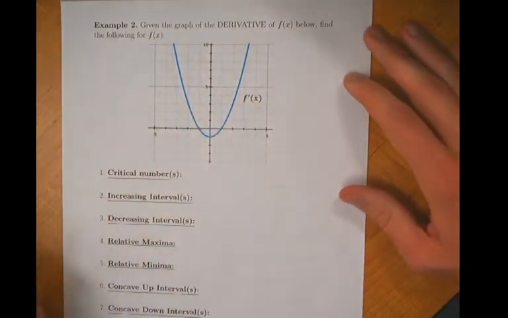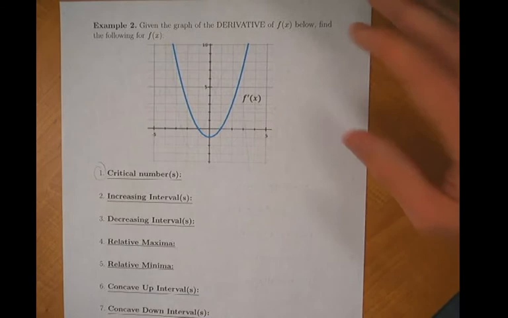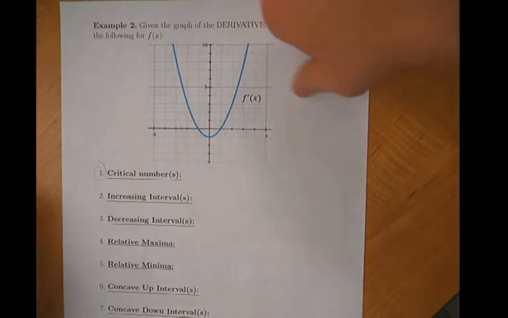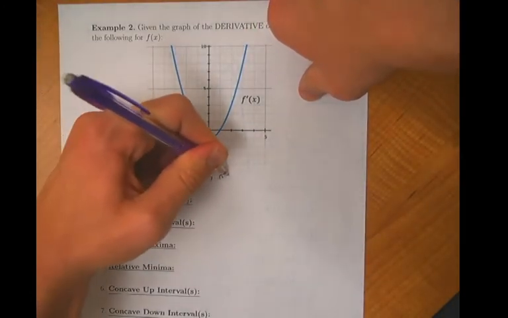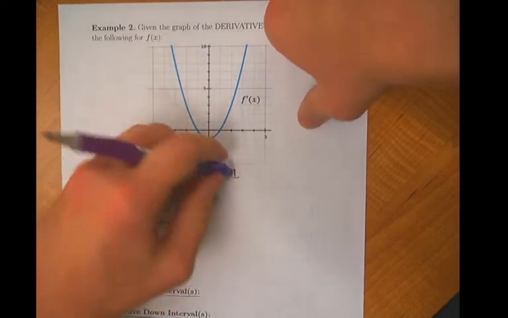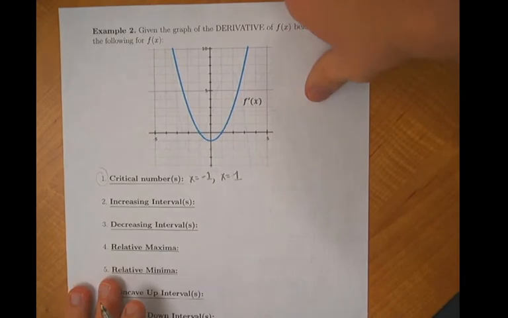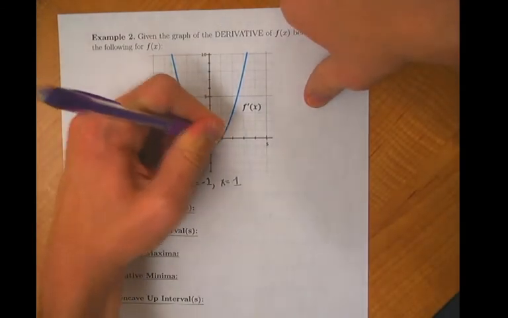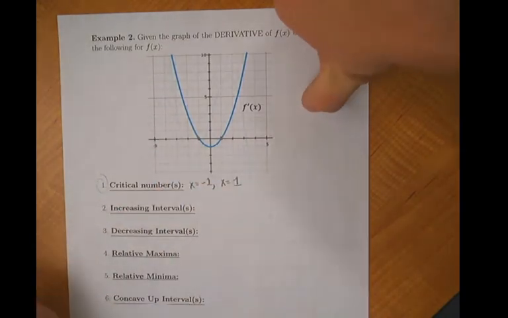Let's take a look at the first one, the critical numbers. Where is f prime of x equal to 0? x equals -1, and x equals +1. That one's relatively straightforward, because the graph of f prime crosses the x-axis at negative and positive 1. So nothing too crazy with that.